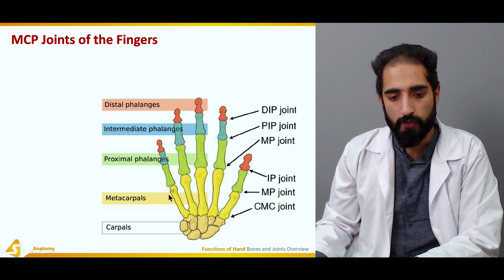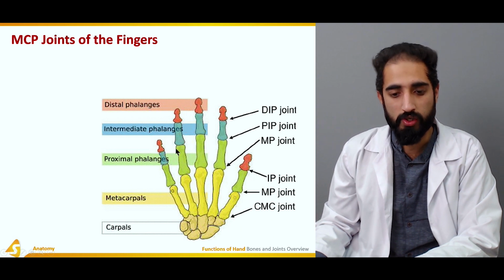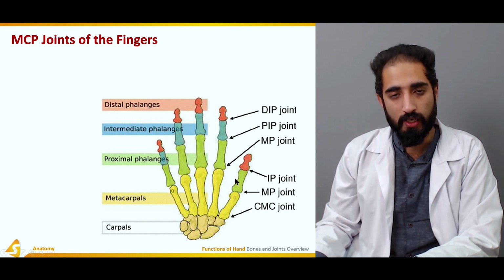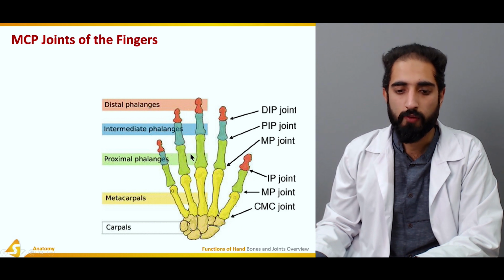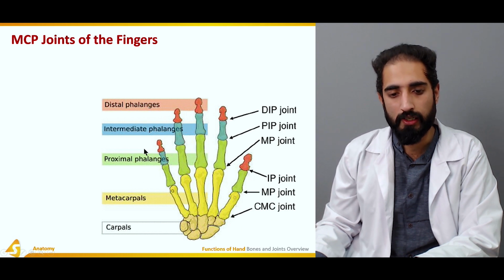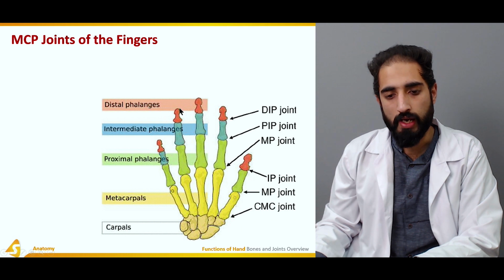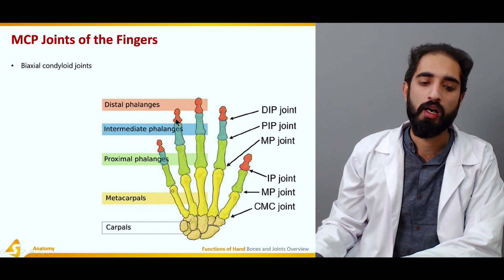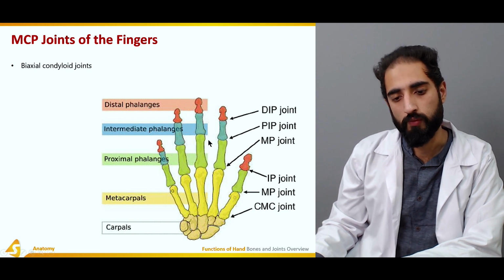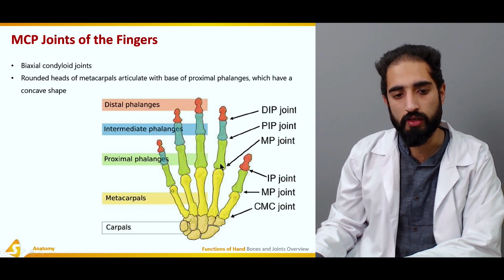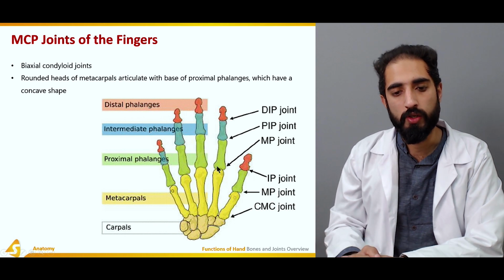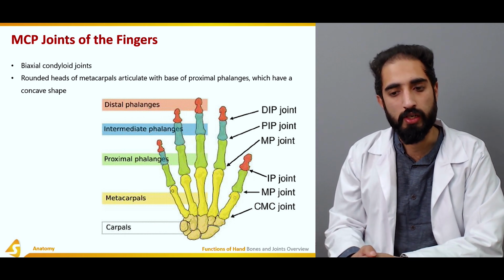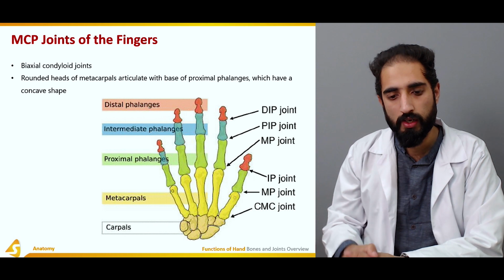But other than that, between the metacarpals and phalanges, we have the MP joint or the metacarpophalangeal joint, which is pretty mobile, and they allow 2 degrees of freedom. Other than that, we have 1 degree of freedom in both the proximal interphalangeal joint and distal interphalangeal joint. So metacarpophalangeal joints are biaxial condyloid joints when we talk about the joints of the fingers, and they have rounded heads of metacarpals which articulate with the base of the proximal phalanges, which have a concave shape.